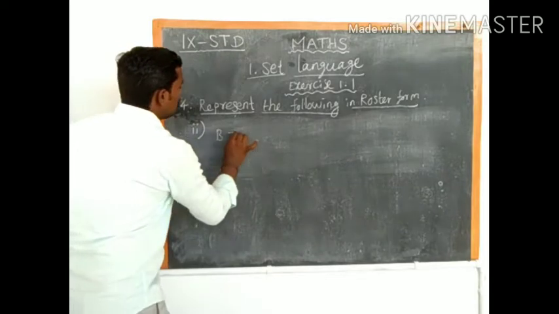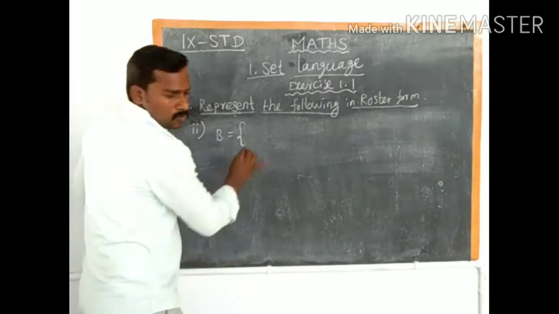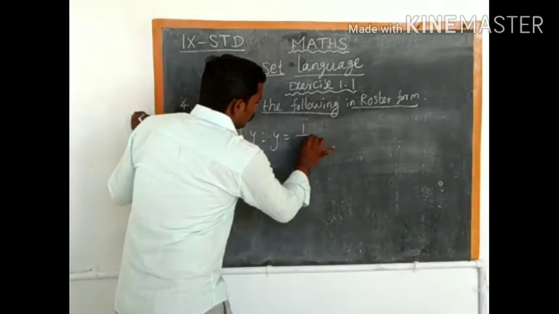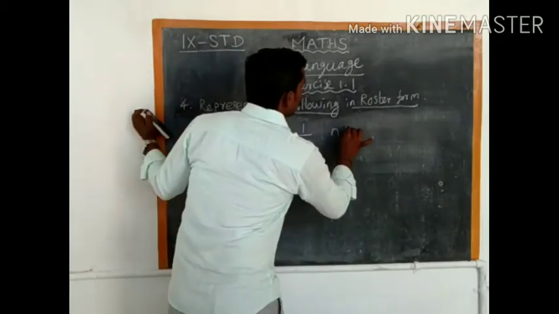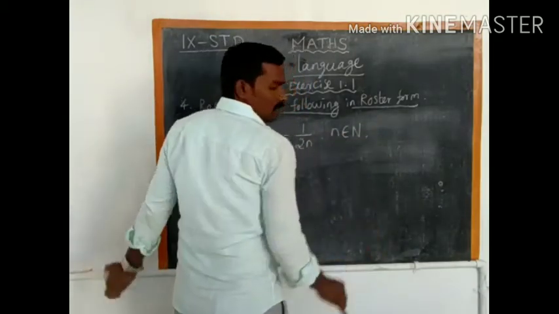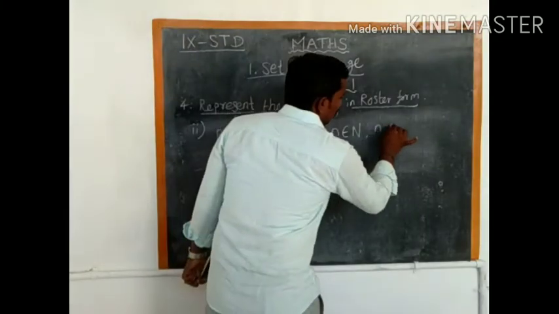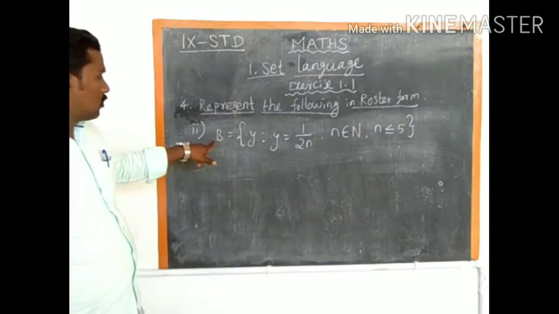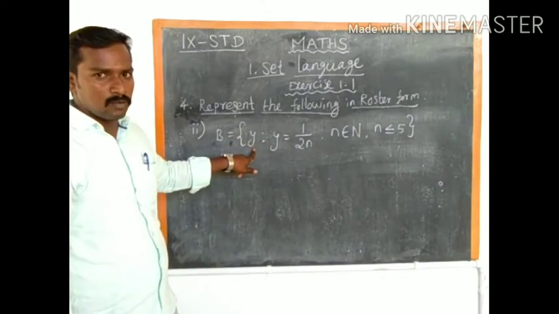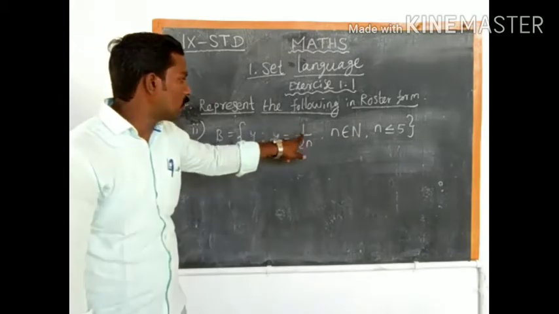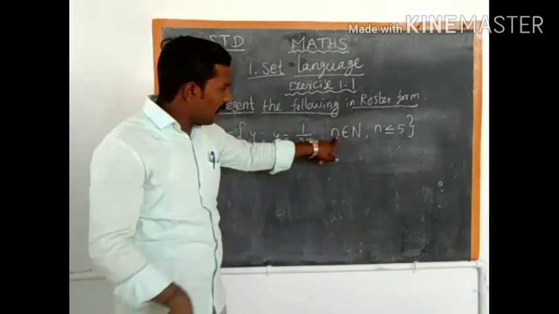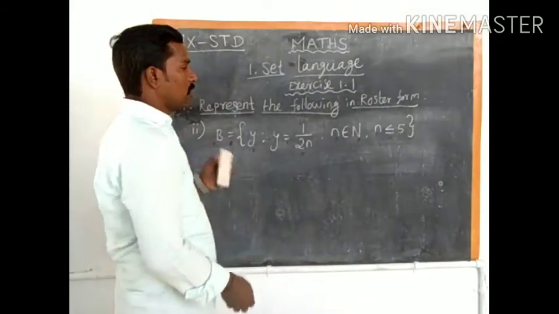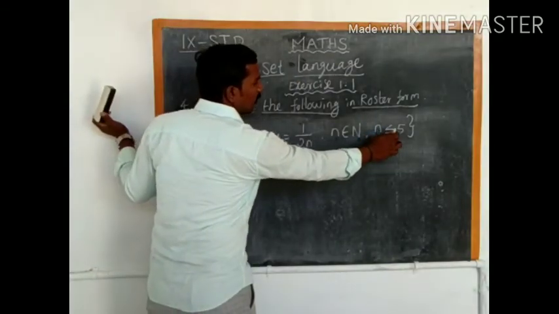Then the second question: B is equal to the set of all y, where y is equal to 1 divided by 2n, n belongs to natural numbers, and also the condition n less than or equal to 5. Okay, this is your question. B is equal to the set of all y, y defined by y is equal to 1 by 2n, and n taken from natural numbers, n less than or equal to 5.